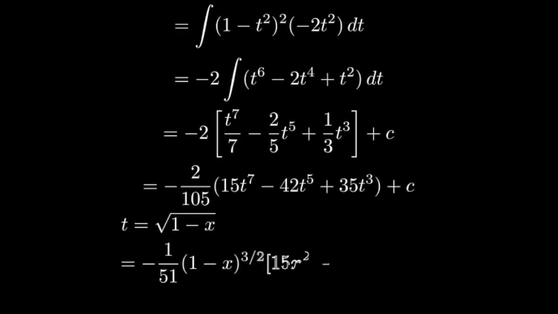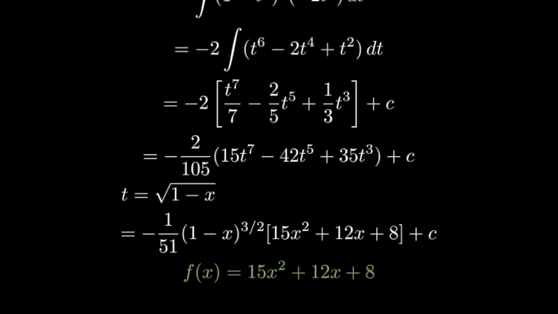Now comes the crucial step. We need to substitute back to x. Remember that t equals square root of 1 minus x. After substitution and simplification, we get negative 1 over 51 times 1 minus x to the 3 halves times the quantity 15x squared plus 12x plus 8 plus c.